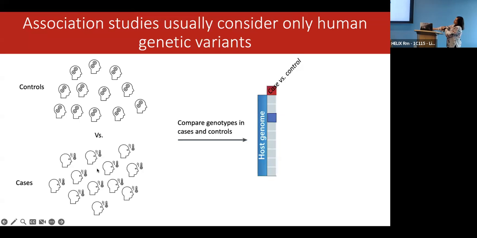So mostly though, what people have looked at in trying to understand genetic associations with diseases is host genetics only. So comparing genotypes between cases and controls and looking for variants that are associated with disease or not.